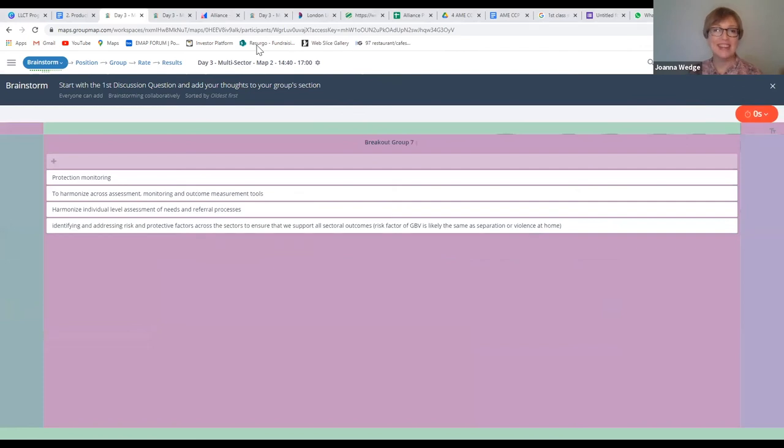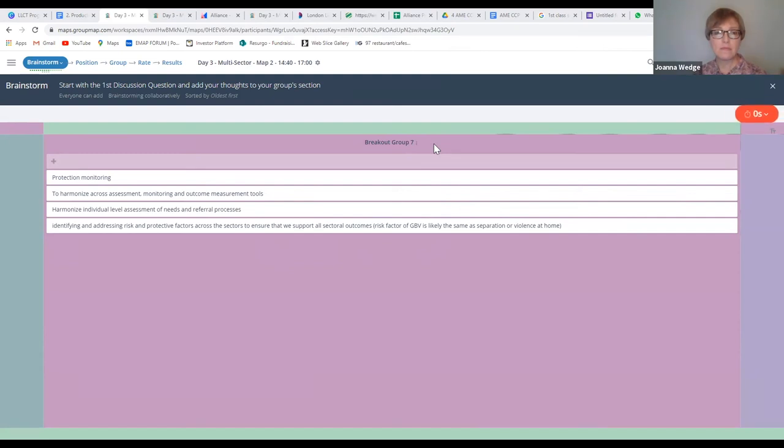We talked about protection monitoring being a very concrete element that can be harmonized across the protection sectors. We talked about generally being able to do, for example, protection monitoring collectively rather than protection cluster alone or others alone. We need to harmonize the tools and measurement elements like indicators. So those first two might actually be considered one action.